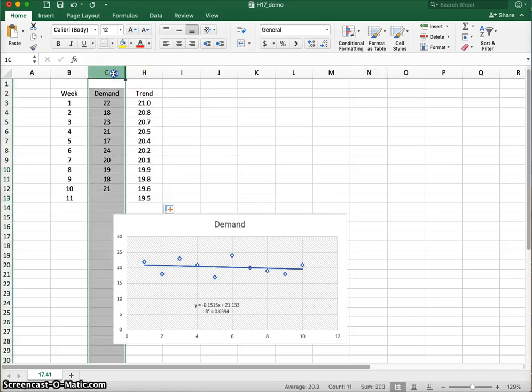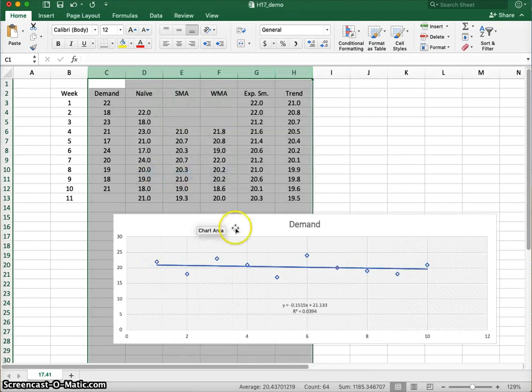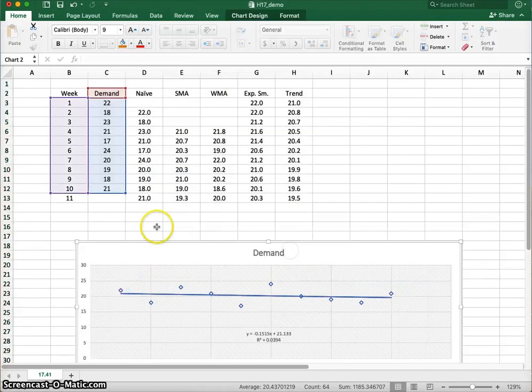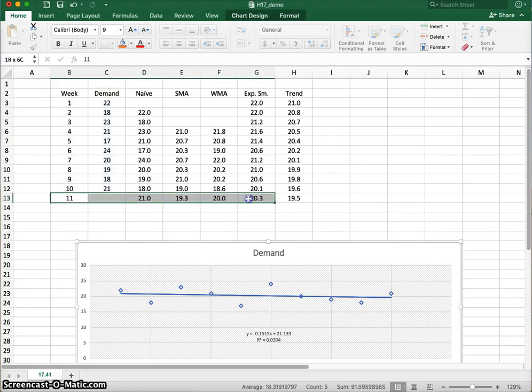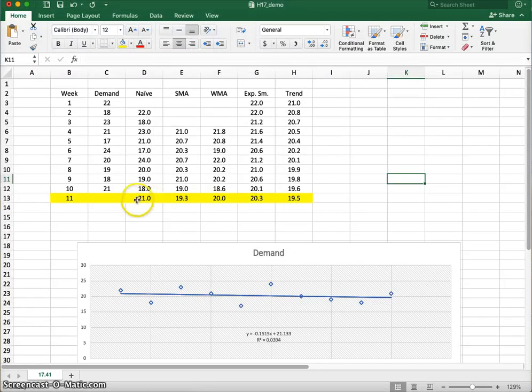So I can look at all of these, and I can see that there are several different ways to forecast the same thing. Using naive method, I get 21, simple moving average 19.3, weighted moving average 20, exponential smoothing 20.3, and trend analysis 19.5. So the question now is, okay, I can forecast the same thing several different ways. Which one is best? We'll do another video for that.